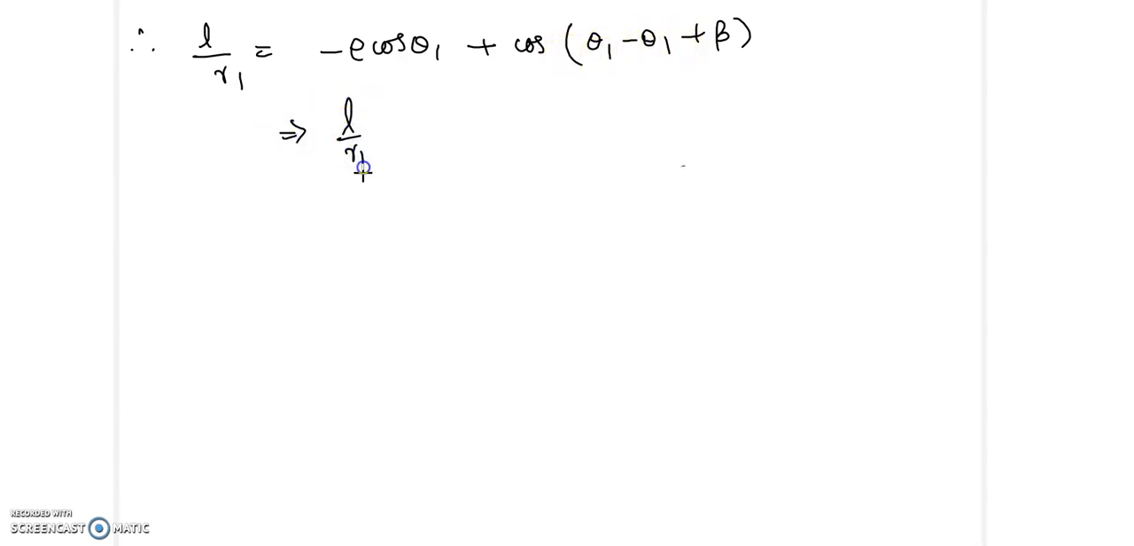So therefore the equation of first tangent will be L by R1 equal to minus E cos theta 1 plus beta varum. So theta will be equal to theta 1 and alpha will be equal to theta 1. So that will give L by R1 equal to minus E cos theta 1 plus cos theta. So this is the equation we obtain when we substitute the given value of alpha into this equation.